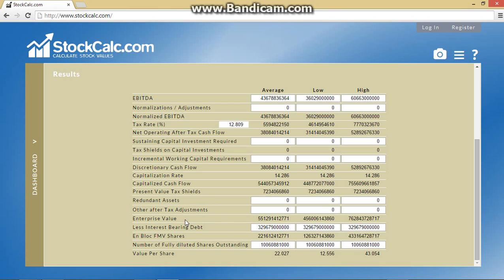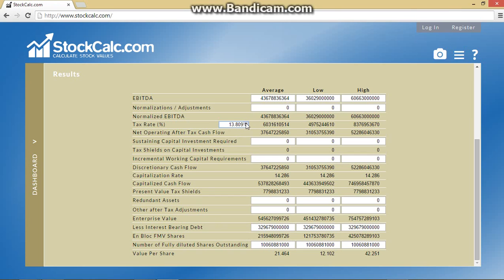The enterprise value is the combination of the debt and equity in the company. If the company has interest-bearing debt from the financial statements, we grab it here to derive a calculation for the en-bloc fair market value of the shares. We can divide by the number of shares outstanding to generate a value per share. In the updated version, we will also include preferred shares in the calculations. This version doesn't include the preferred shares at this time. Preferred shares would be removed before the common equity calculation is done.